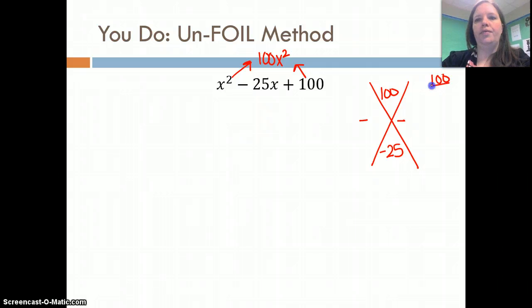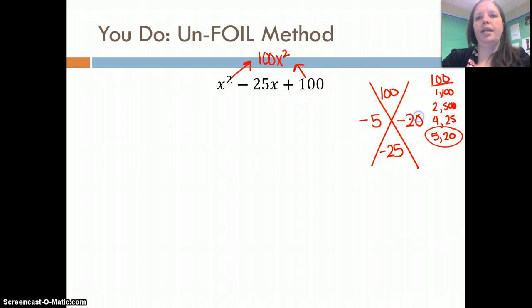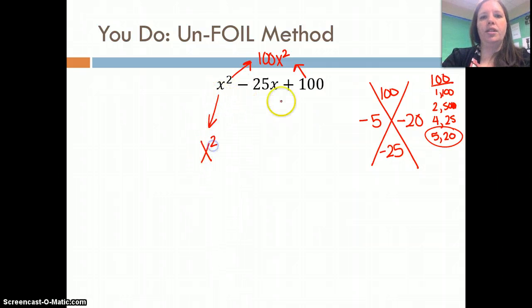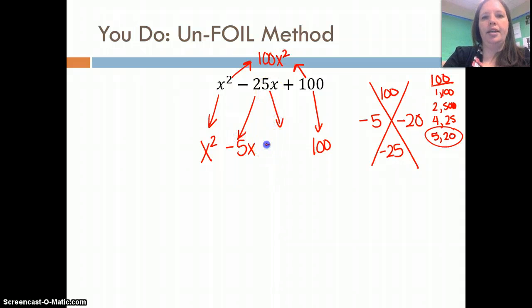So for 100, 1 and 100, 2 and 50, oops, not 500, 50, 3 and nothing, that's even anyway, 4 and 25, 5 and 20, and I could keep going, but negative 5 and negative 20 give me negative 25. So x squared stays with us, 100 stays with us, and we have negative 5x and negative 20x. So we know what to break it into.